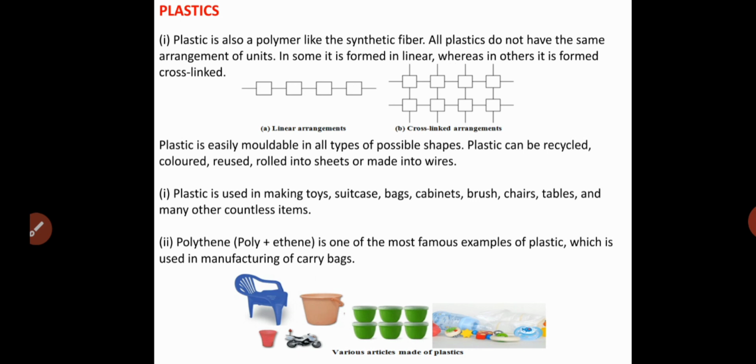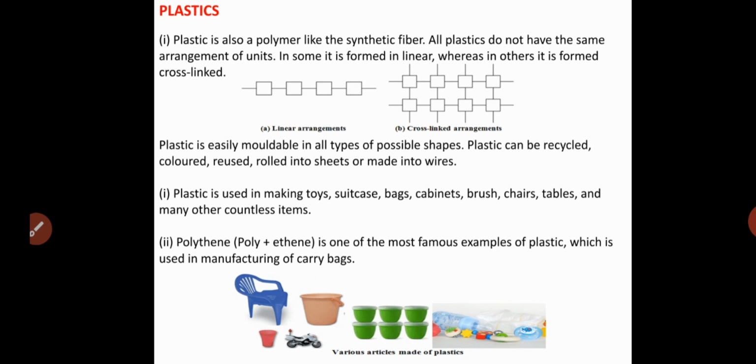Students, today you have to know another very important part of this lesson, which is completely about plastics. We are using plastics in every way. Plastics are also a polymer, like synthetic fibers. We already learned the meaning of polymer in the previous class.